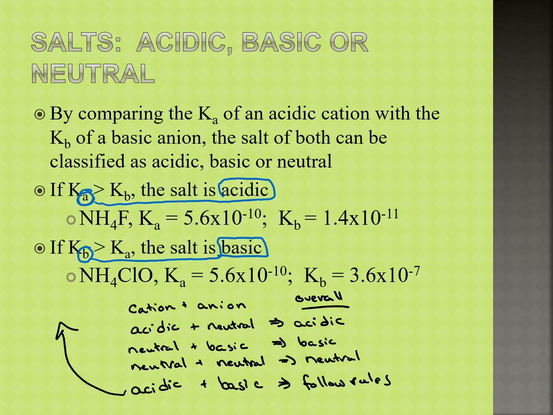Right, so I've got my ammonium fluoride there as my top one. The Ka for the ammonium cation is 5.6 times 10 to the minus 10th. The Kb for the fluoride anion is 1.4 times 10 to the minus 11th. 5.6 times 10 to the minus 10th is bigger than 1.4 times 10 to the minus 11th. So the Ka is bigger, so it's acidic. Right, so that's all we have to do in those cases. If you have this case, I will give you the Ka and the Kb, and all you're going to have to do is compare those values.